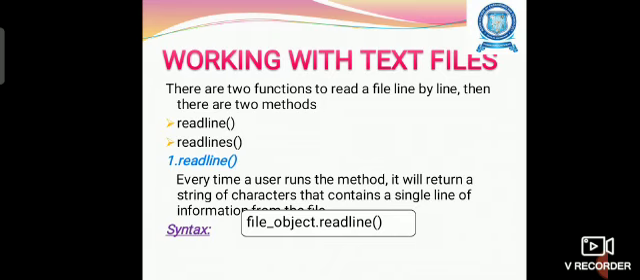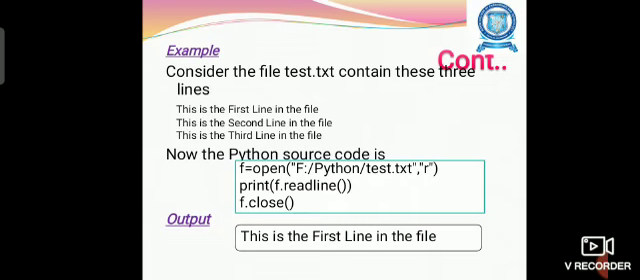The readline method will return a string of characters that contains a single line of information from the file. To read a single line, the readline method is used. The syntax is file object dot readline. Consider one example file, test.txt. The file has 3 lines. This is the first line in the file. This is the second line in the file. This is the third line in the file. So this is the content present in the file.